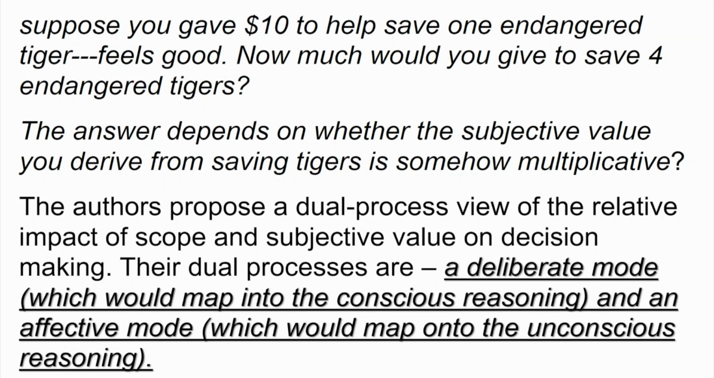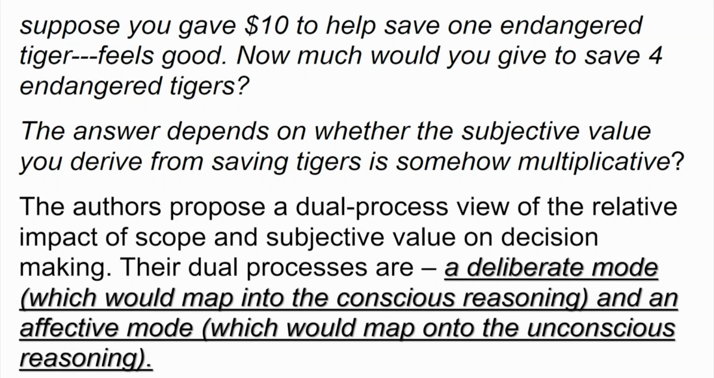There is a mode called the deliberative mode, which maps onto conscious reasoning. When you are in a deliberative mode, or a conscious mode of reasoning, and somebody says that saving 1 tiger is $10, saving 4 tigers $40, then you would provide $40 because you reason that if 1 tiger requires $10 of saving, then 4 tigers will be 10 into 4, which is 40.